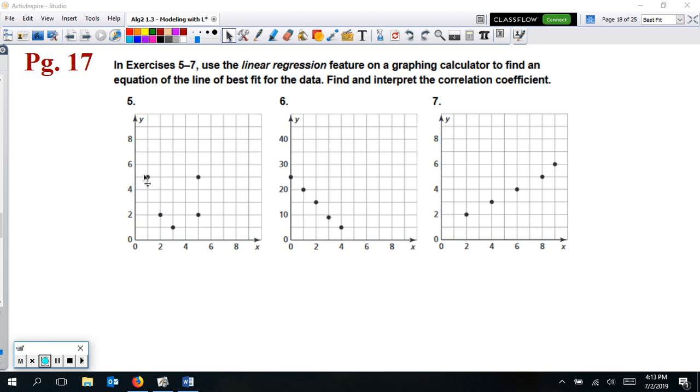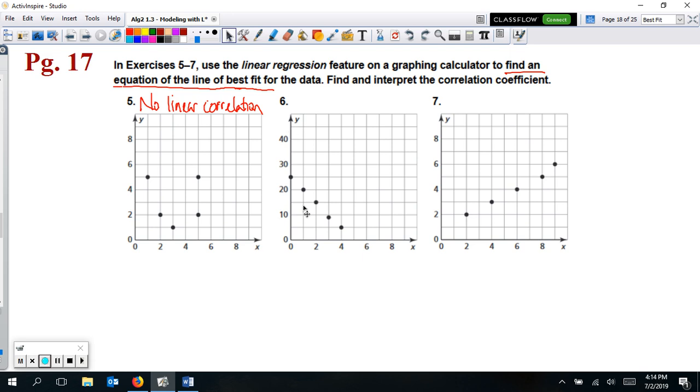So number 5, you can see this one is kind of all scattered about. There really is no linear correlation to this one. So we would just say for this one, there is no linear correlation. If it does have a linear correlation, we do want to find an equation of the line of best fit, so we're going to try to do that as well. But for number 5, there is no linear correlation.